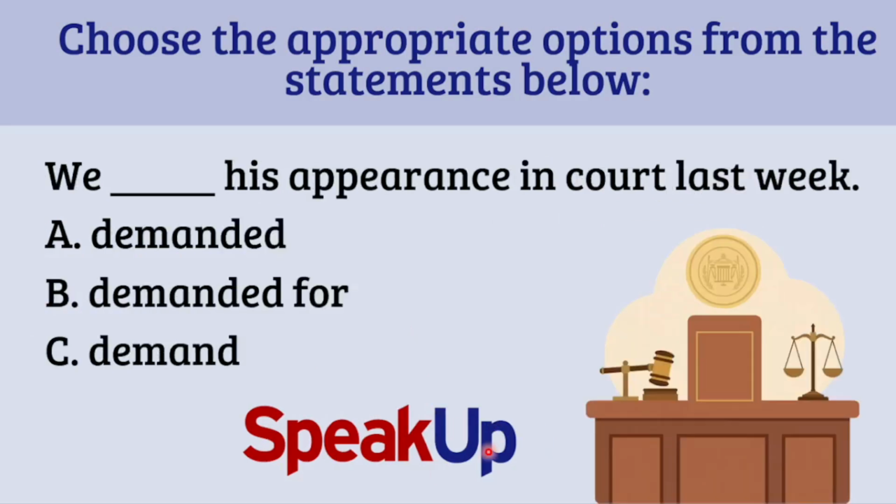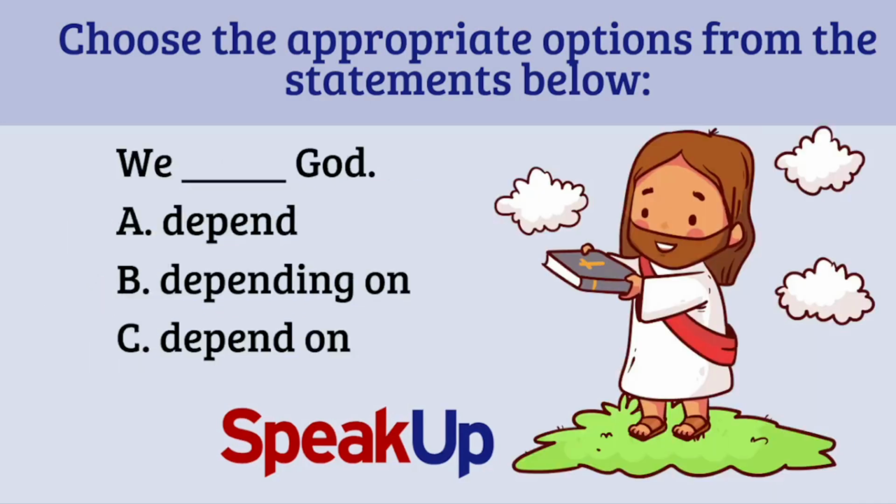Okay, one more for you to practice. Let's come with me. We, A, demanded. B, demanded for. And C, demand. So which one is the correct alternative? And the answer is we, simple past. We demanded his appearance in court last week. Very good. Now, let's see one more.